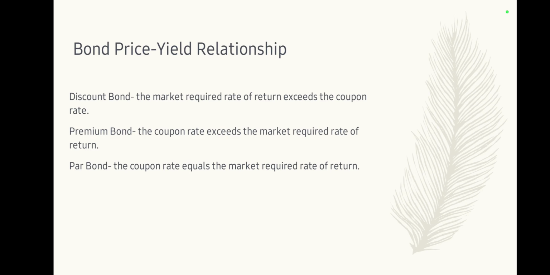And before we end this discussion, the bond price yield relationship. Discount bond is when the market required rate of return exceeds the coupon rate. Premium bond, the coupon rate exceeds the market required rate of return, and the par bond, the coupon rate equals the market required rate of return.